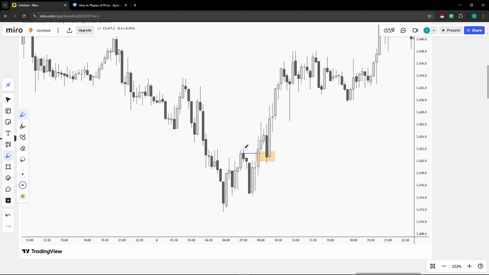Therefore, I'm very confident in price holding this order block, and after retracing back into the IPDA, we want to see continuation of this price.